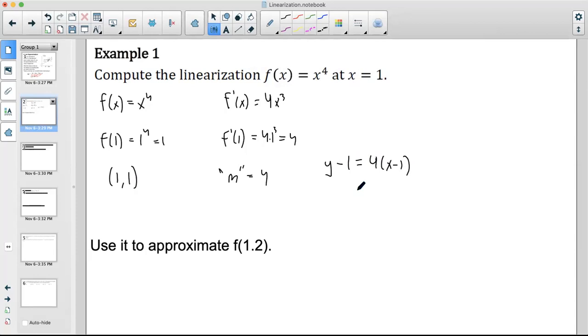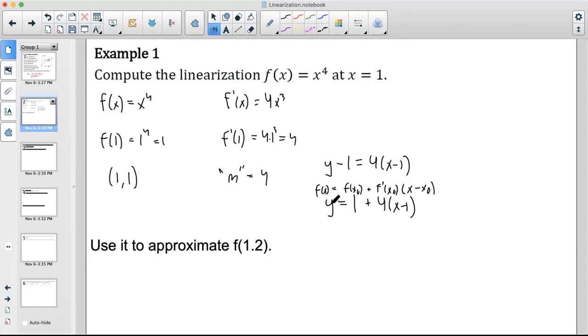the slope m. And then the way we usually write these is we add the 1 to both sides. So y equals 1 plus 4 times x minus 1. And this is the linearization. That's what we would call this. To refer back to the formula, it's f of x0 plus the derivative at that point x0 times x minus x0.